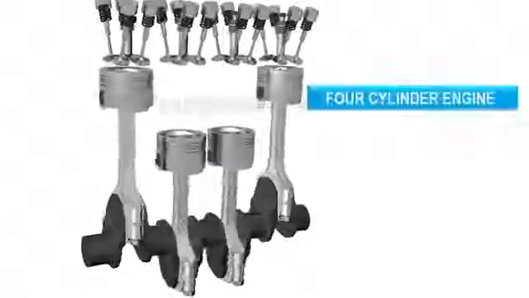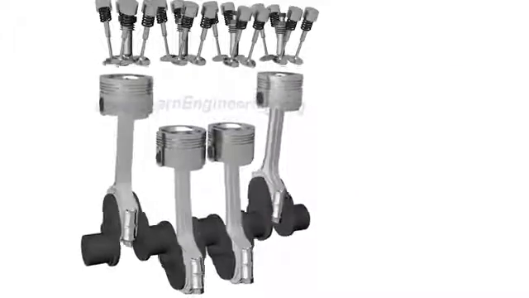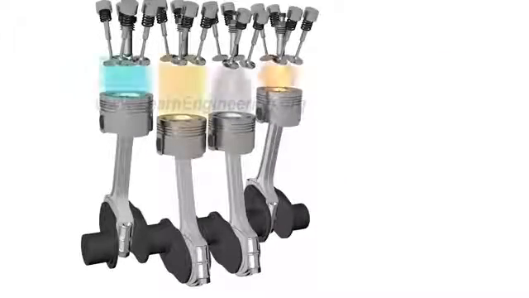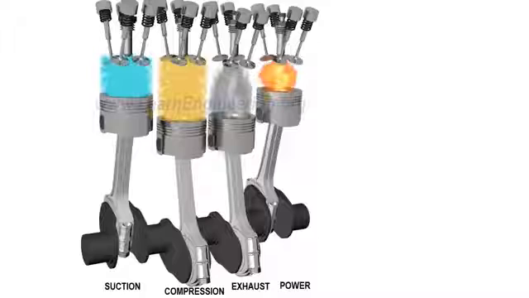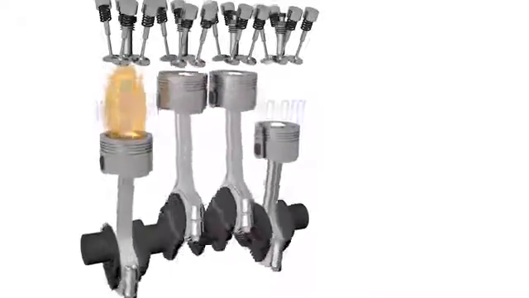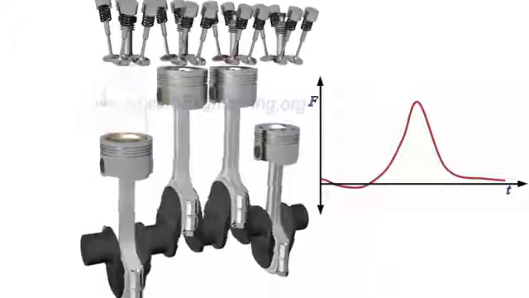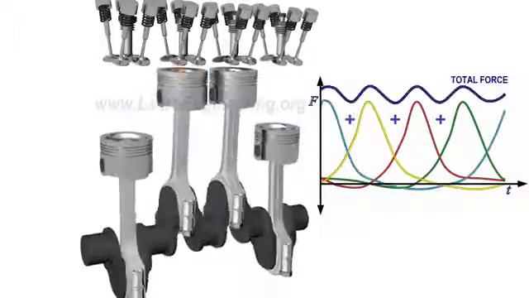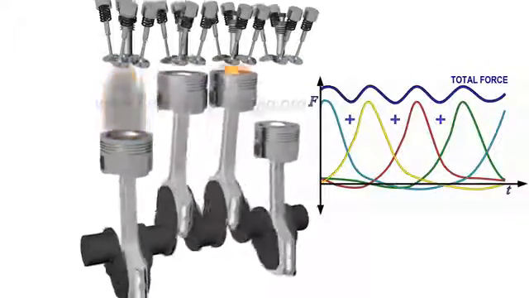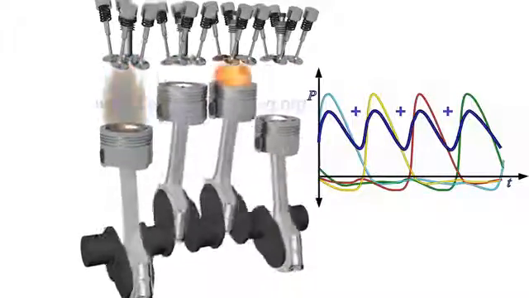Consider this 4-cylinder engine. Here, 4 different strokes can occur at a time. So the power stroke is always present in the engine. As a result, a 4-cylinder engine will have better force and power uniformity. In short, the more cylinders an engine has, the smoother it will operate.